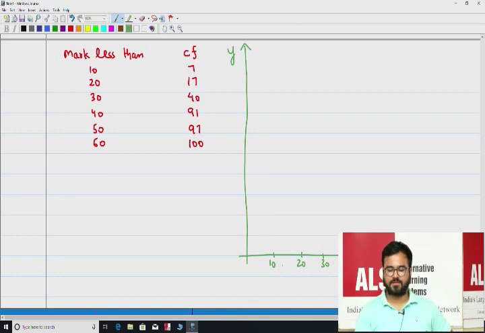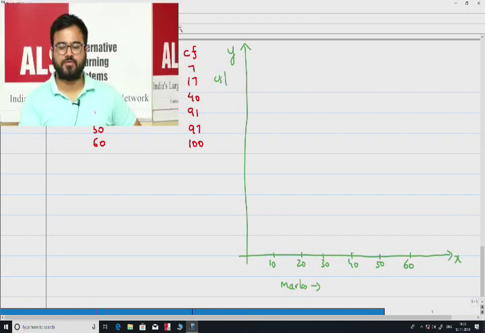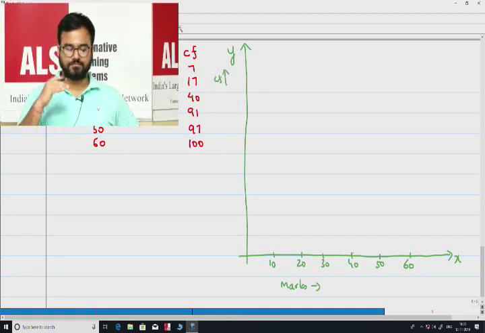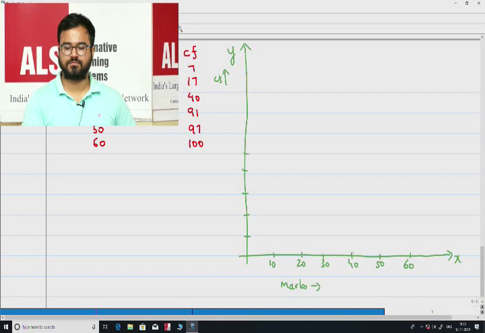So on the x-axis, we have written the marks. On the y-axis, we have to write the cumulative frequency. Now you can see it is going from 7 to 100. The maximum value is 100. So it depends on you, in whatever interval you want to divide, you can divide this. Let's say I am dividing in the interval of 10. According to the data and according to the graph, you can make the interval. That's up to you.